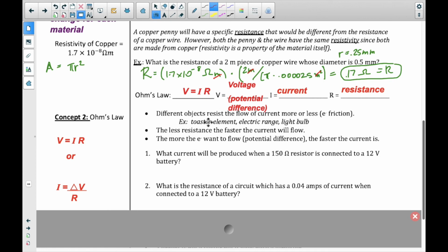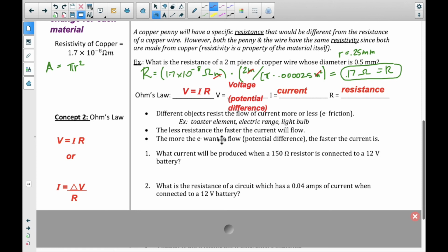Okay, so different objects resist the flow of current more or less. It's electrical friction. That's what is going on. And so a toaster element, if you have a toaster at home, when you turn on that toaster, it gets real hot, right? That's because there is a lot of resistance creating a lot of friction, creating a lot of heat. Same thing with your electric range. That's like your stove. If you have an electric stove, some people have a gas stove. But if you have an electric stove, same thing. You turn it on, it gets red, it gets hot. And an old-fashioned light bulb is the same thing. It gets hot, and therefore it puts out light.